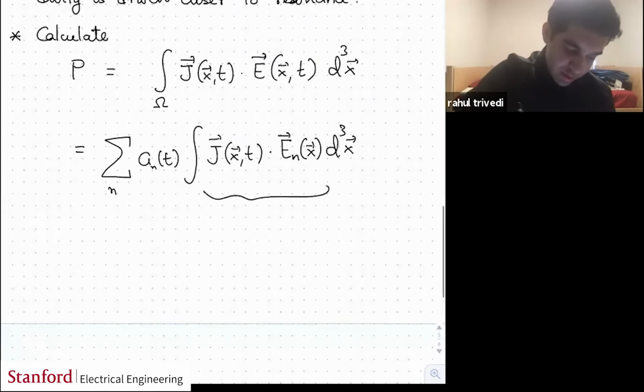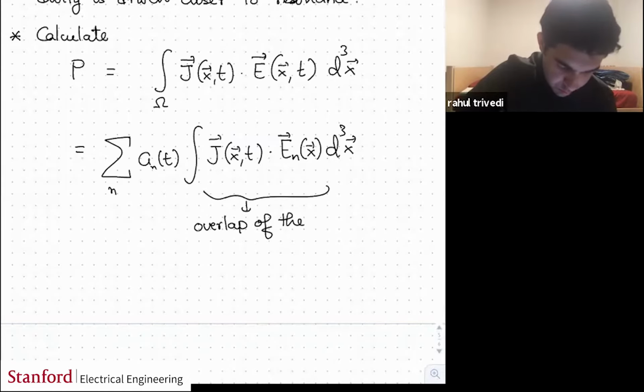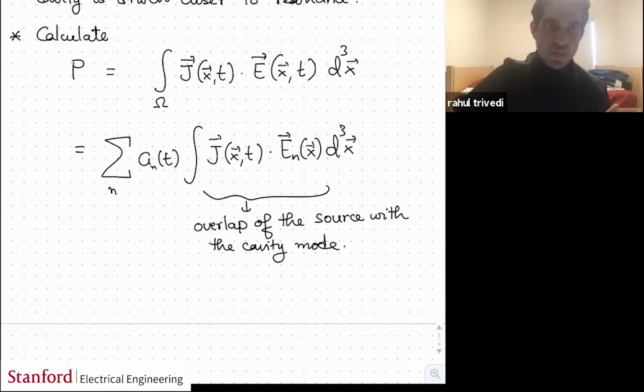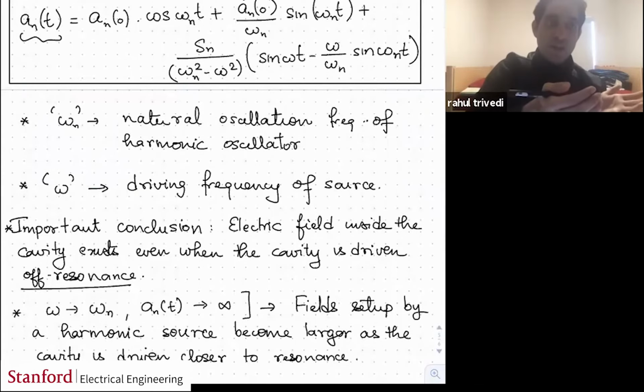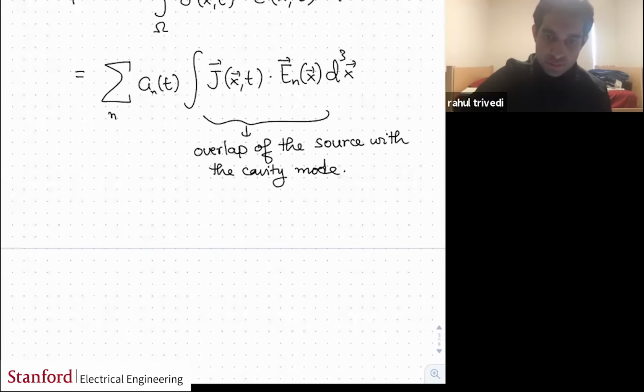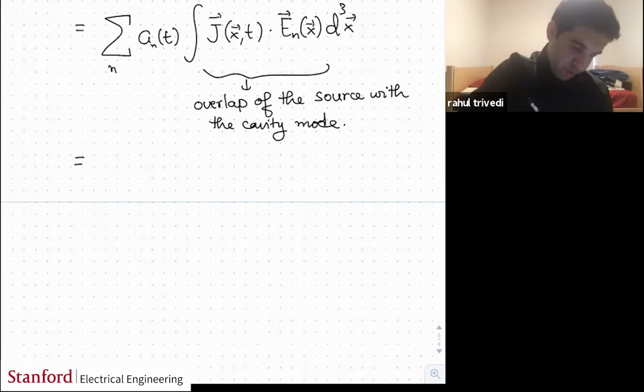This then just becomes an overlap of the source with the cavity mode. And this is proportional to the S_n(t) that we had in our harmonic oscillator equation. So this just becomes the source driving the individual harmonic oscillators. There is of course a normalization that we need to take care of, and all of that is in the lecture notes. I'll just write it out.